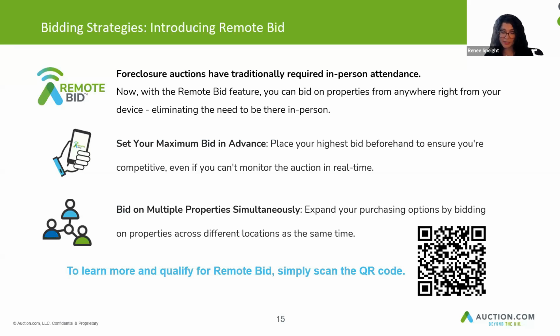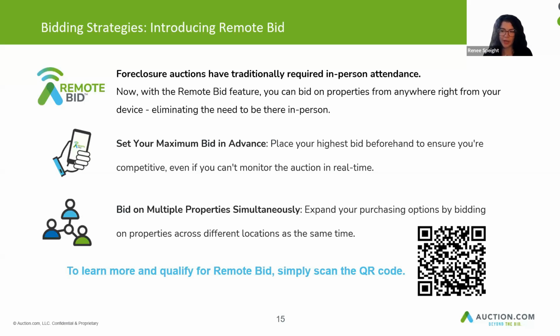You can set your maximum bid in advance, place your highest and best bid beforehand, and that ensures that you're competitive even if you can't monitor the auction in real time. It's great. You can also bid on multiple properties simultaneously, in different states, different counties. As long as remote bid is available, you can expand your options by bidding on properties across different locations all at the same time.